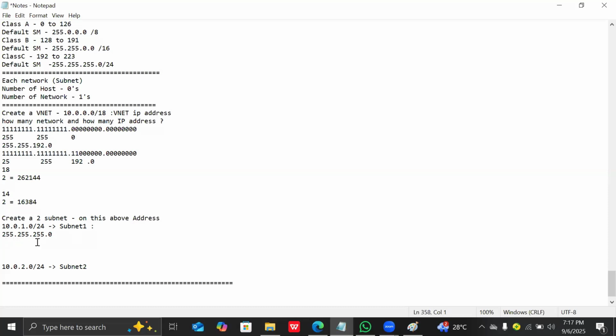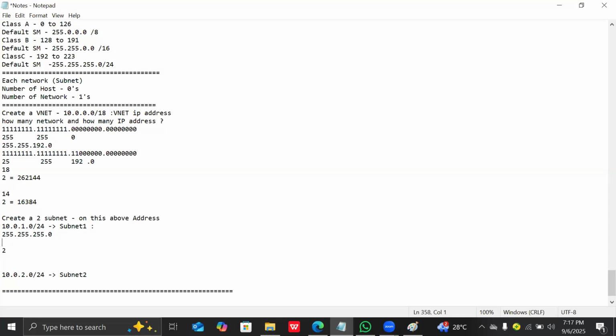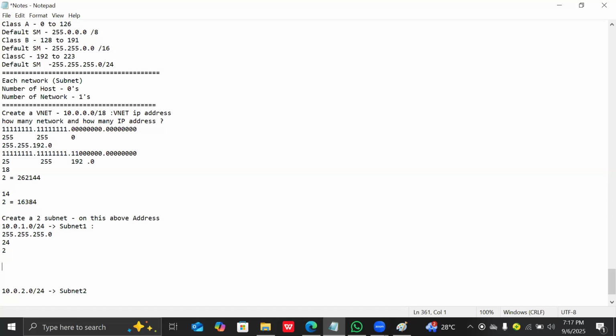Now, 2 to the power of what's the value? 24. Yes. 2 to the power of 24 and 2 to the power of 0. We are looking for the IP address, correct? IP address means the zeros, 2 to the power of 8, correct? In this subnet 1, how many IP addresses are we receiving? 255. The 0 indicates 8 bits.